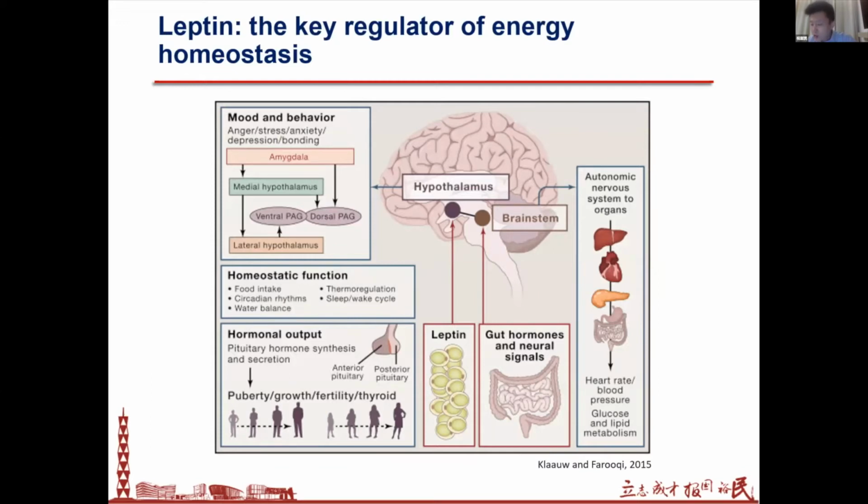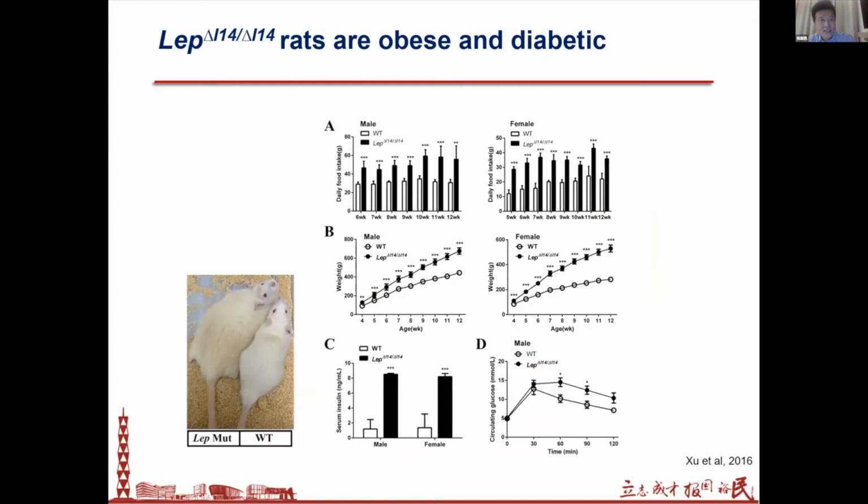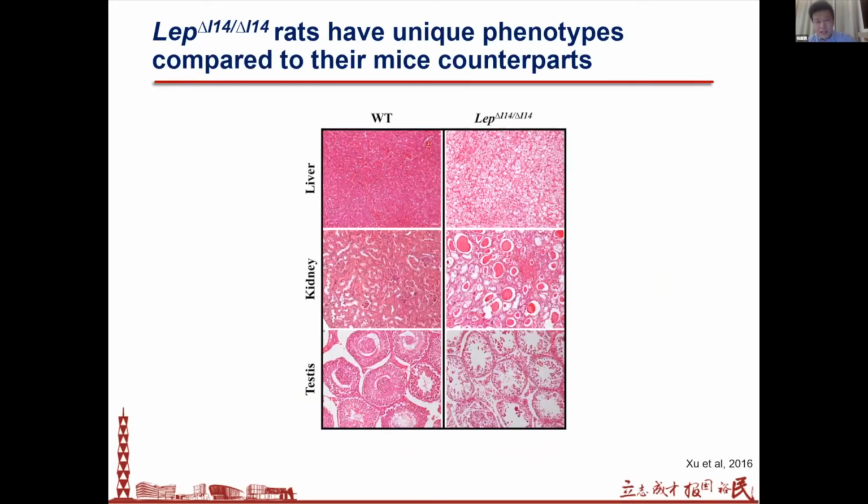However, it should be noted that the OB mice actually do not develop spontaneous NASH. So how about rats? When we generated the rats, we looked at the phenotype. They are very similar to the mice: obese and also diabetic. But when we look at the phenotypes in more detail, they are a little bit different.